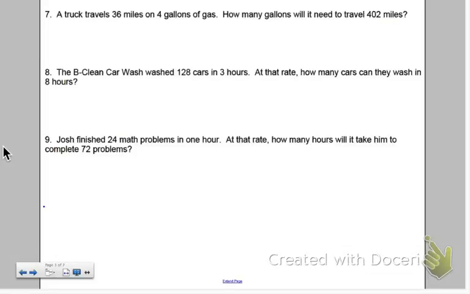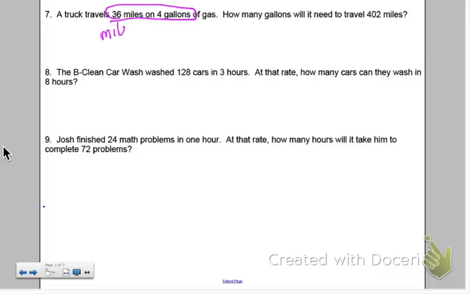Alright, so when you're doing these comparison problems, you're going to make a fraction. Now the 36 miles goes with the 4 gallons of gas. Okay, so that's going to be in the same fraction. And in both cases, you want to compare the same thing on the top and the same thing on the bottom. So here's what I mean.